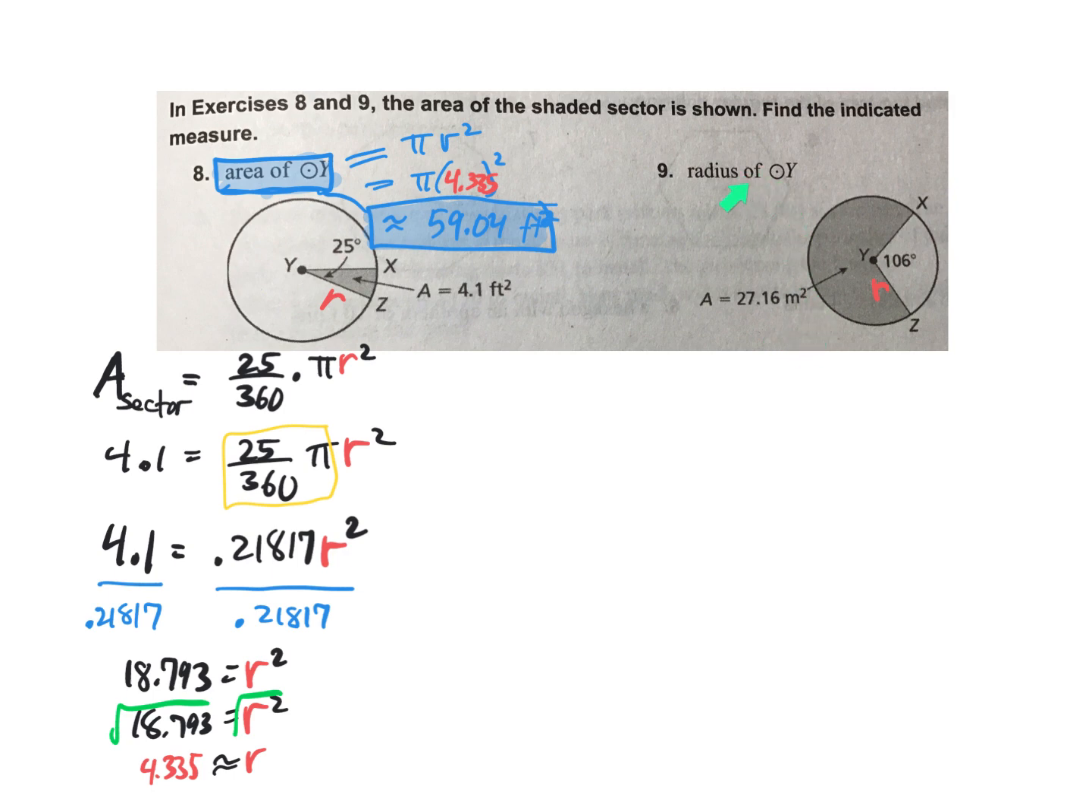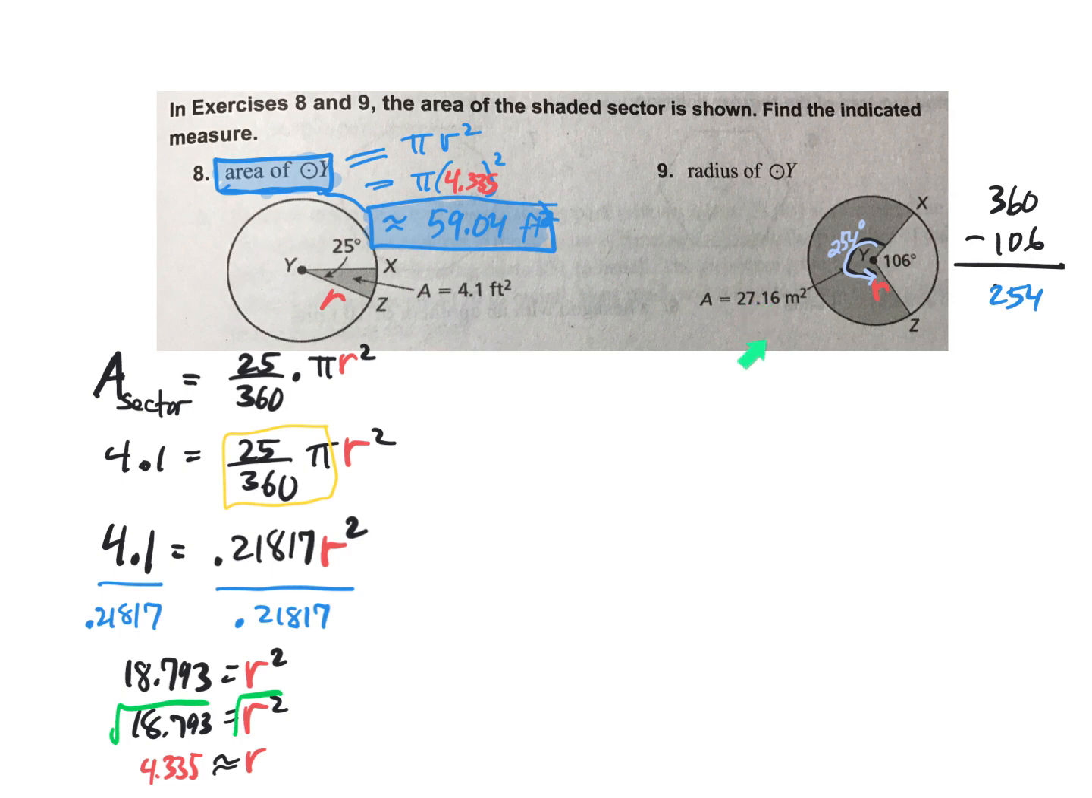In this problem, they're not asking for the area, they're asking for the radius. So find r. All right, so what have they given us? They've given us the area of the shaded sector, and they've also given us this central angle. So since we know the area of the shaded sector, we want to know that sector's central angle. And we know a full revolution is 360, so 360 minus 106 will be this rotation. All right, so that rotation is 254. So we have the central angle for the arc whose area is 27.16.